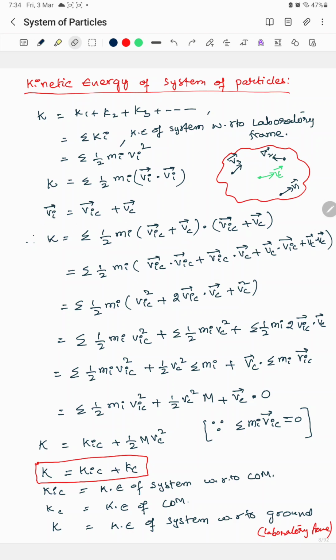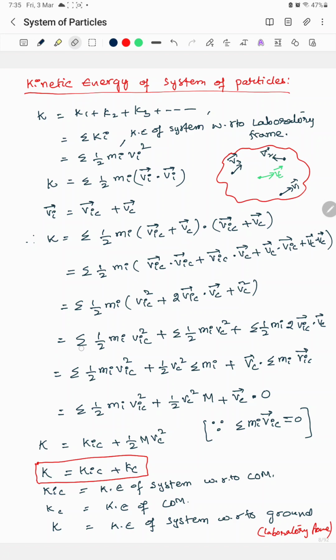This we know. K is equal to summation of mi (Vic plus Vc) dot (Vic plus Vc). Let us expand with these two terms, dot product. Next, plus Vc dot Vic plus Vc dot Vc. This can be written as Vic square plus, these two terms are the same, right? A bar dot B bar is equal to B bar dot A bar. So the dot product is commutative, so I am writing this 2 like this, plus Vc square.